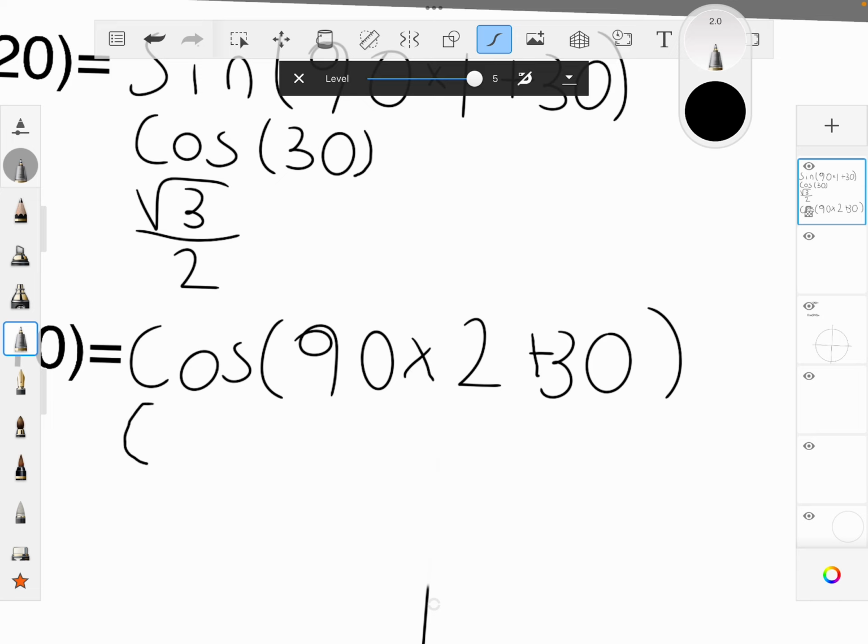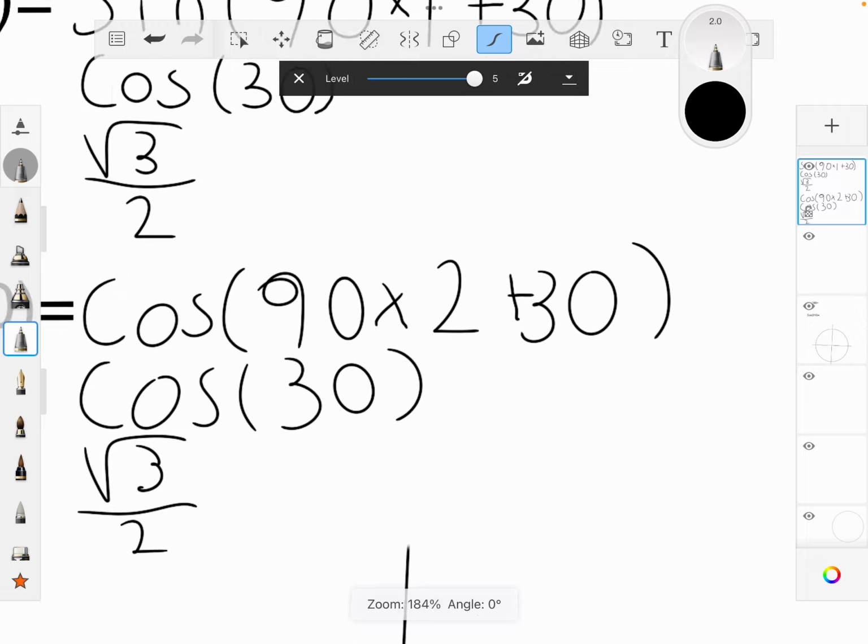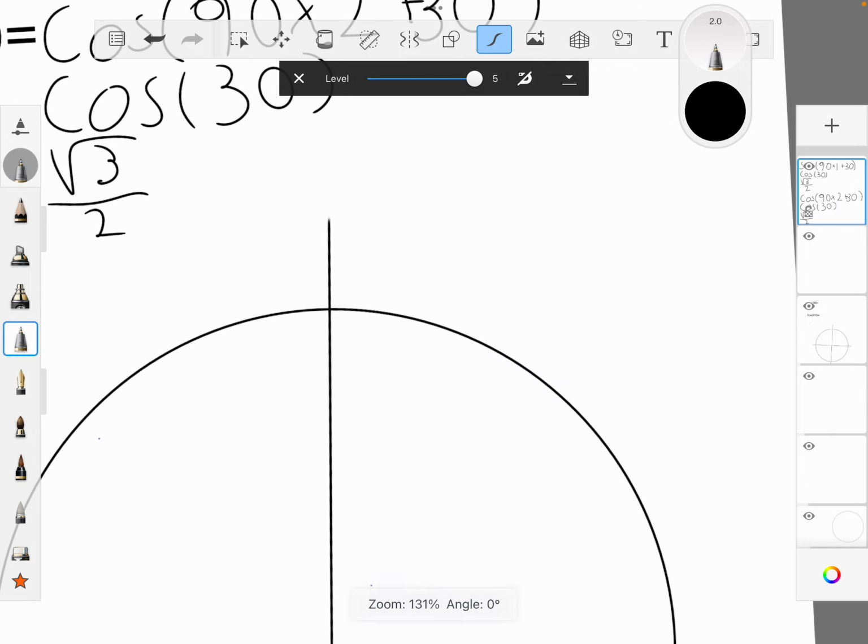So now the question is, what is cos 30? Which, as we know from the problem before, is the square root of 3 over 2. Okay, so now we know both of them. But we're not done yet, because now we have to look at the unit circle.